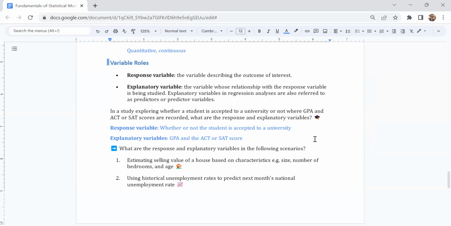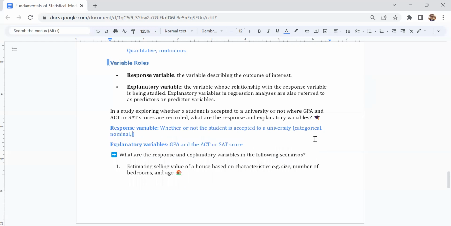And then we can also think about the types of these variables. So in this case, whether or not a student is accepted to a university is a categorical variable, and you could argue ordinal if you say being accepted to the university comes after not being accepted, I suppose. I would say most people would consider this to be nominal. Categorical, nominal, because there's no particular ordering to the categories. And then it's also binary. There are two possible outcomes. The student is accepted to the university or they are not.